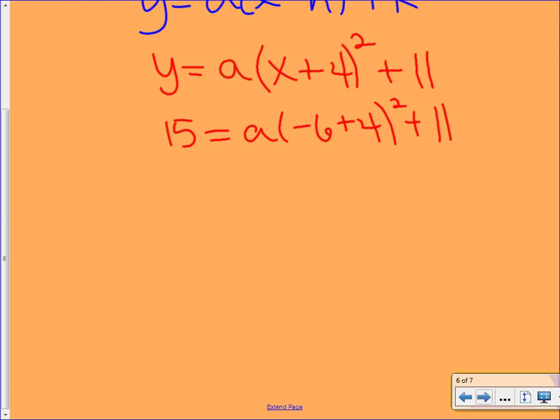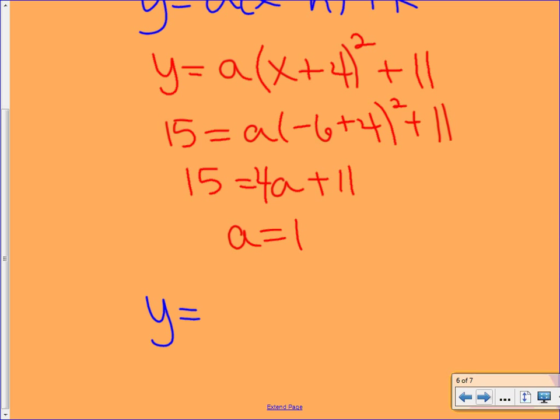All right. So we have 15 equals a times 4 plus 11. What's nice when we get to pre-calc is we can do some things in our head, right? I will let you do this in your head. What is a? 1. So we can write y equals 1 times (x plus 4) squared plus 11.